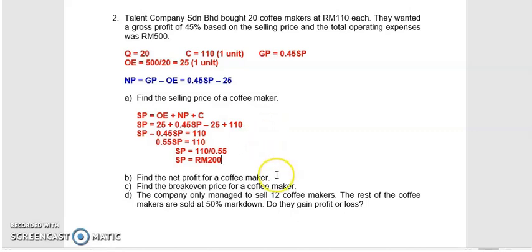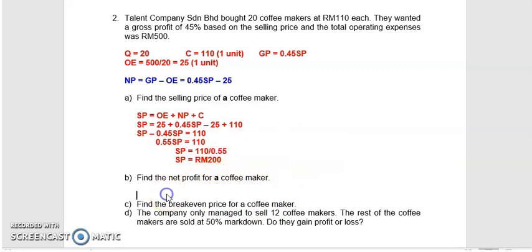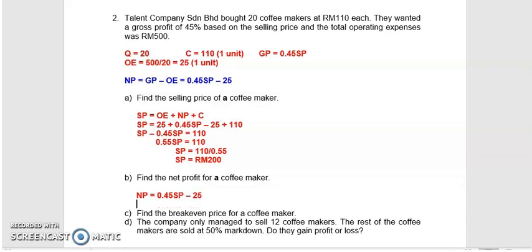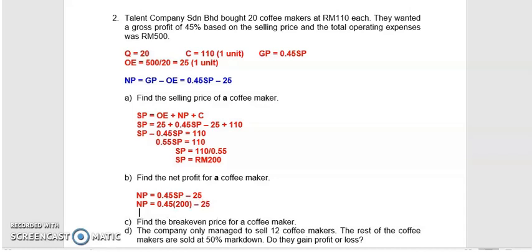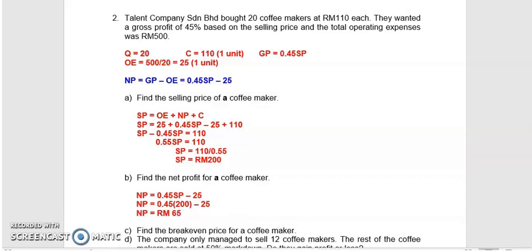Okay, question B. Find the net profit of a coffee maker again for 1 unit. NP equals 0.45 SP minus 25. Then you substitute the value of SP, the selling price. So the selling price just now is 200, minus 25 ringgit. So NP is equivalent to RM 0.45 times 200 minus 25. So we get 65 ringgit.